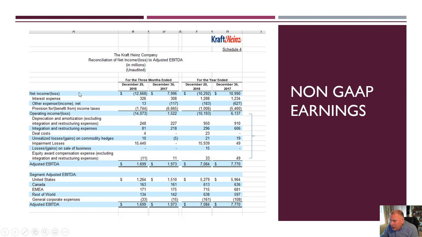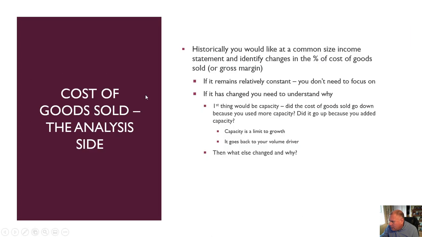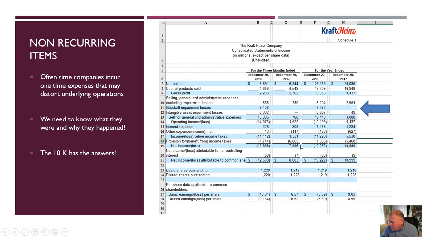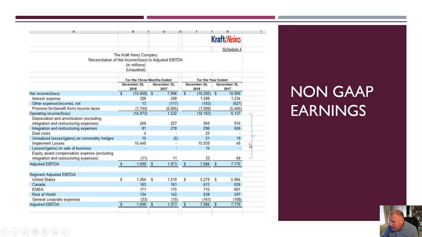And here's their net income. This comes right from right here, 12,668. They add back interest expense because we're looking at EBITDA, earnings before interest, taxes, and depreciation. They have operating income, still shows a loss. So they add back depreciation. You can see that coming here.